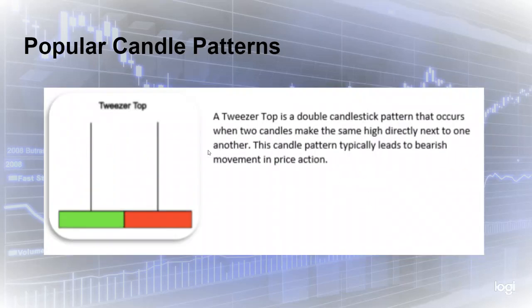So a tweezer top. A tweezer top is a double candlestick pattern that occurs when two candles make the same high directly next to one another. This candle pattern typically leads to a bearish movement in price action. As you can see, price moved up, came back down again, and then price moved up, came back down again, and closed at the bottom. So pretty much the same height.